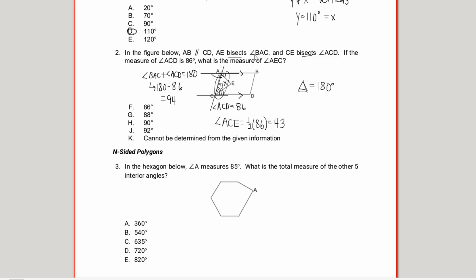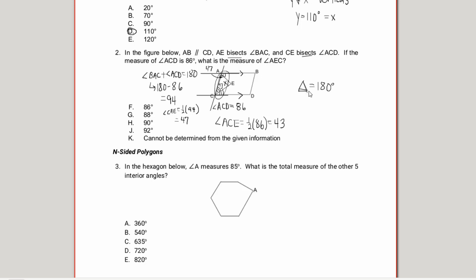Again, we've been told that AE bisects BAC, so we can say that angle CAE is 1/2 of that because it is bisected. So 1/2 of 94 gives us 47. So angle CAE is 47.